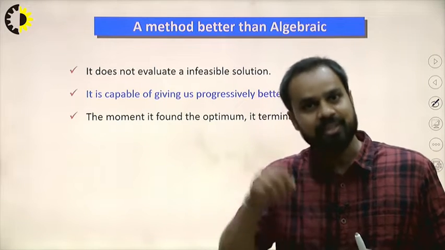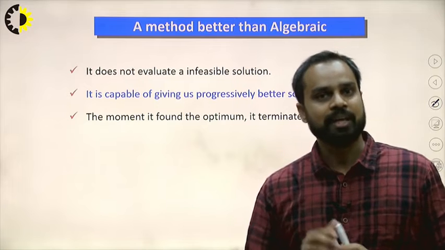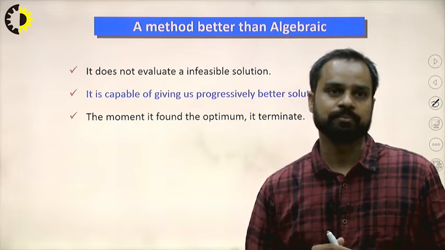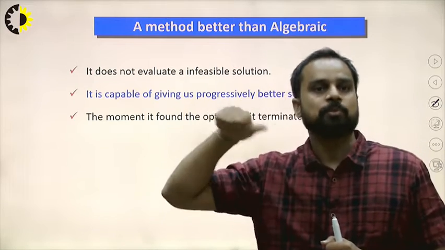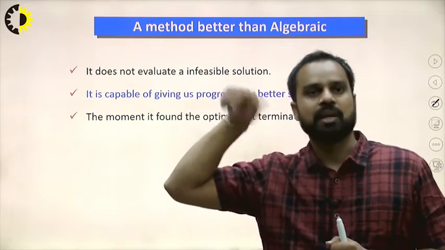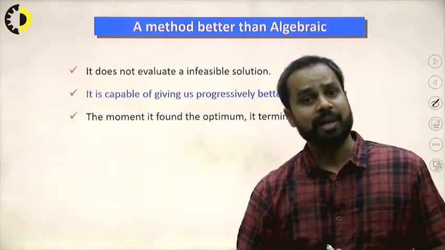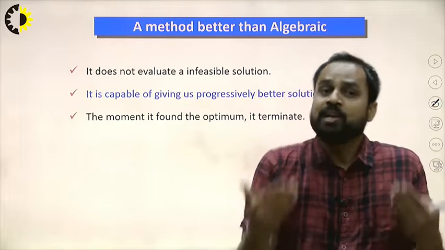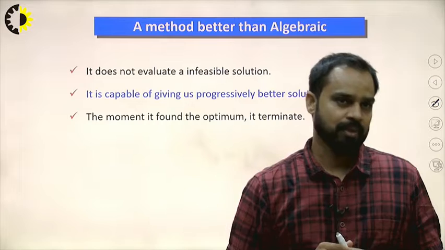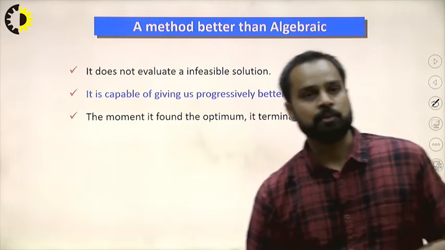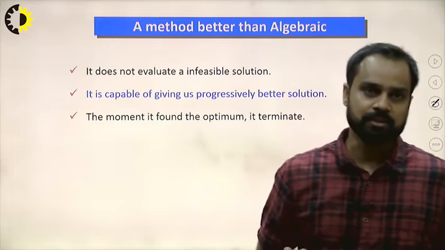We initiate the problem, first we get the basic feasible solution, then we move towards optimality. Second, it is an iteration process, so in each and every iteration we get a value better than the previous value. The simplex method guarantees that the value obtained is always better than the previous value, and it also has a termination criterion. The moment it finds the optimum value, it terminates.